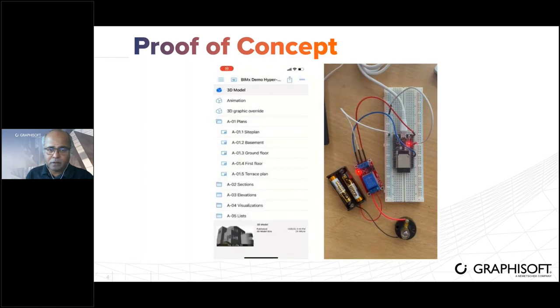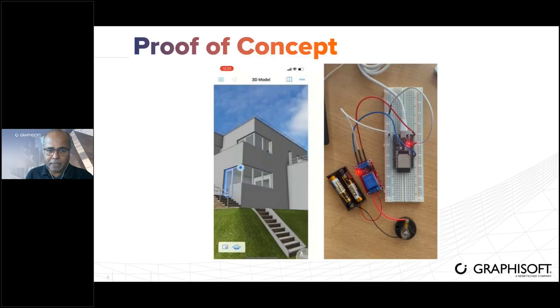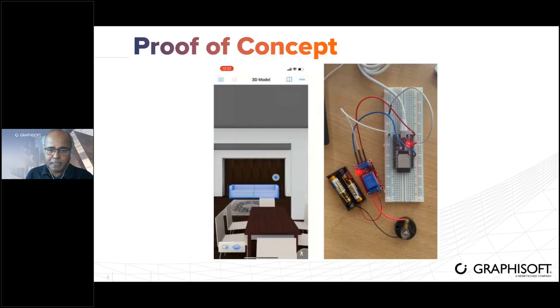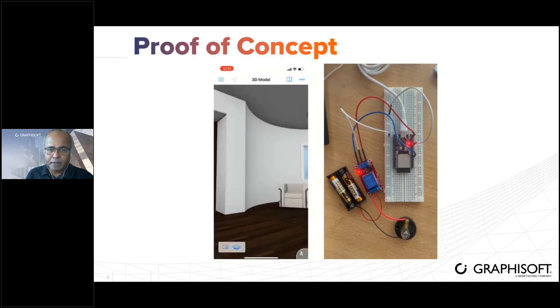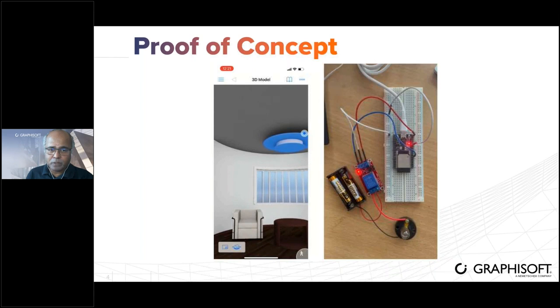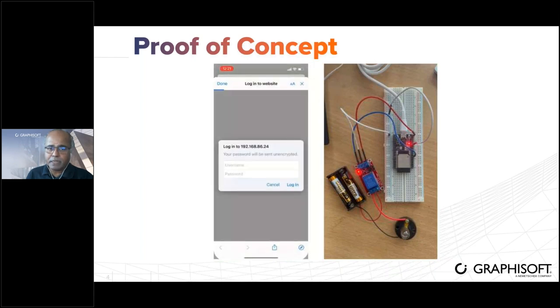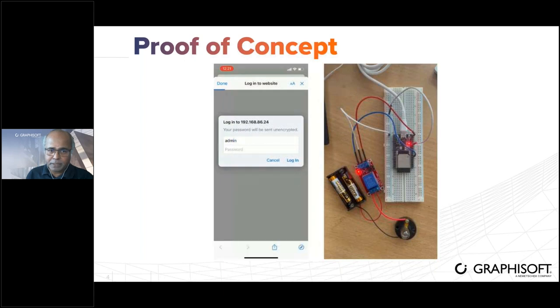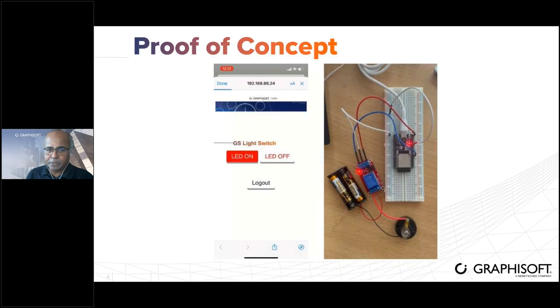So you can see here on the left, you have BIMx. I'm just navigating through the building and going into the place where I want, and I'm selecting the light. Once I select the light, I can go to the context menu. There is a switch where I can log in with the credentials. Once I log in, I see a web page with the control for the light switch, right?